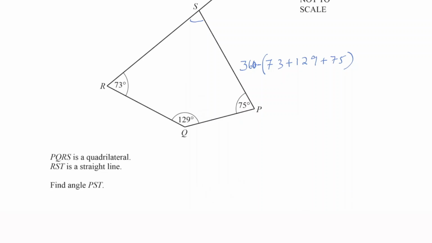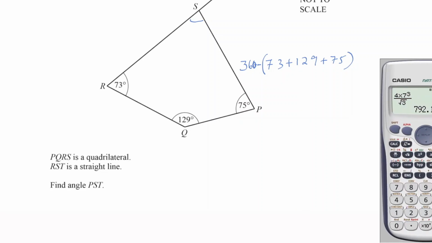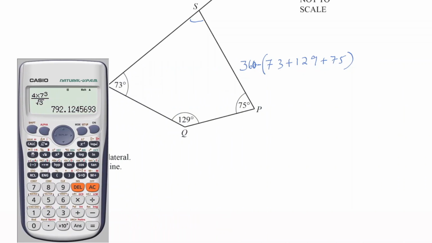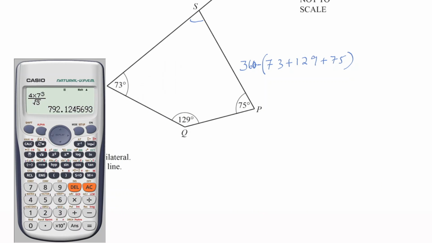So we can use a calculator to find that. Okay, so we have to subtract from 360 the sum 73 plus 129 plus 75, and that gives you 83. So angle RSP is 83.